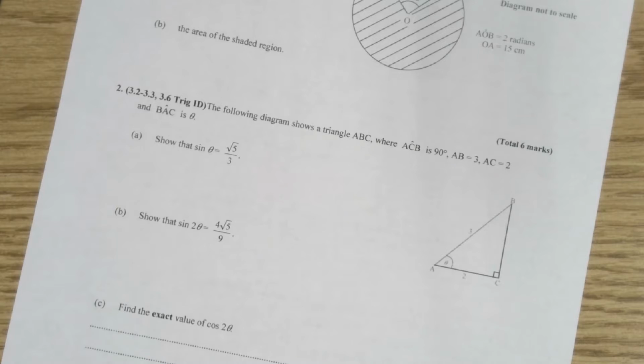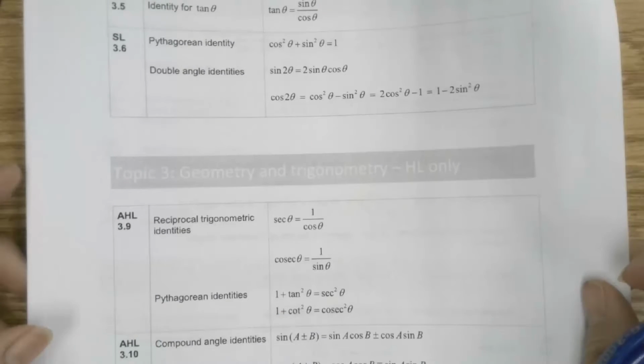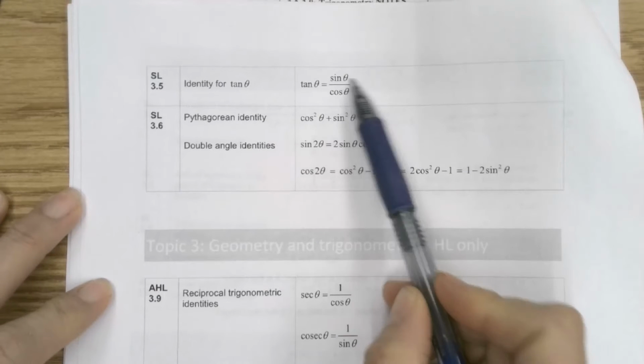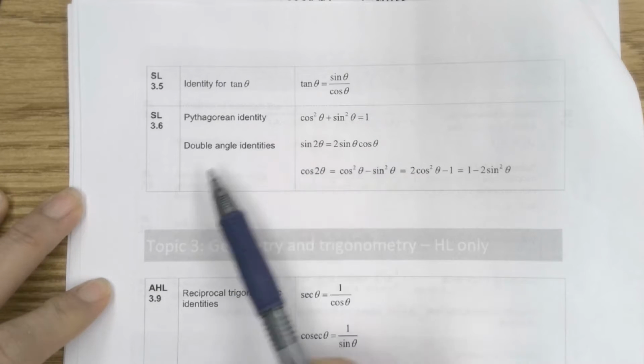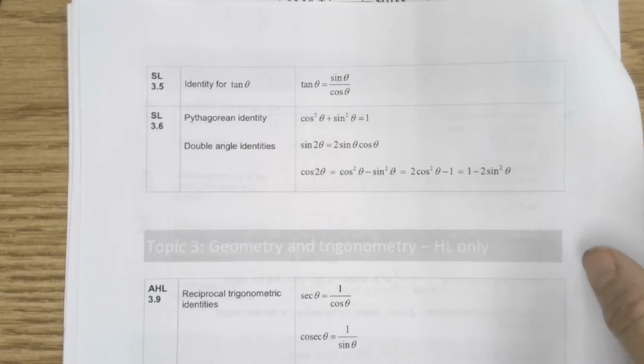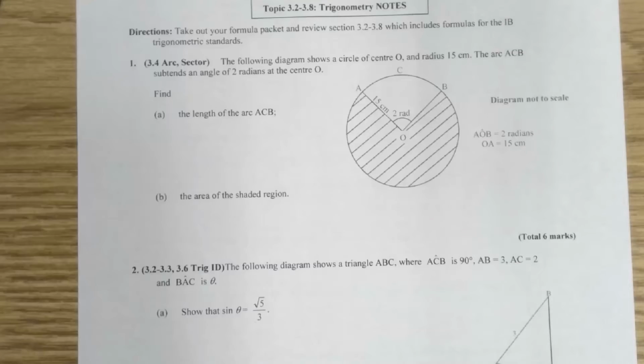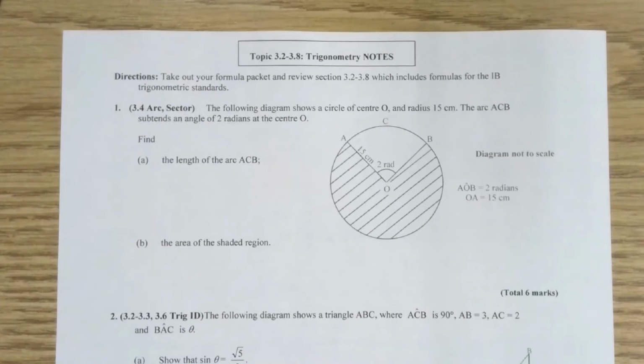On the next page, you've got some identities. So you have your tangent identity, your Pythagorean identity, and then your double angle identities. And then everything after that is HL only. So those are the only things that you are responsible for. So let's take a look. I'm going to split this up into multiple videos, by the way. So this is video number 1.